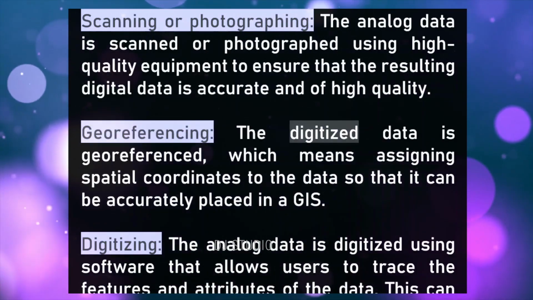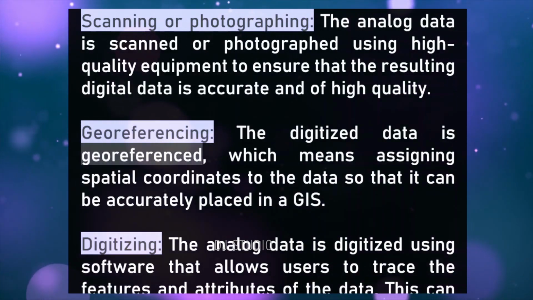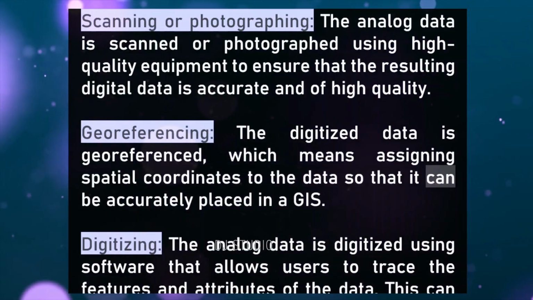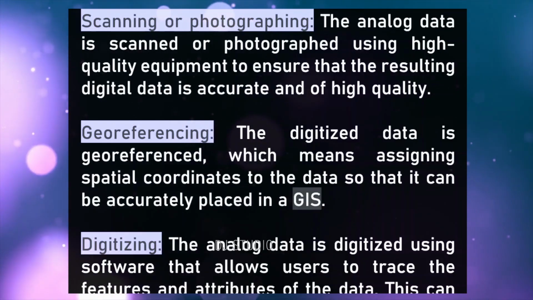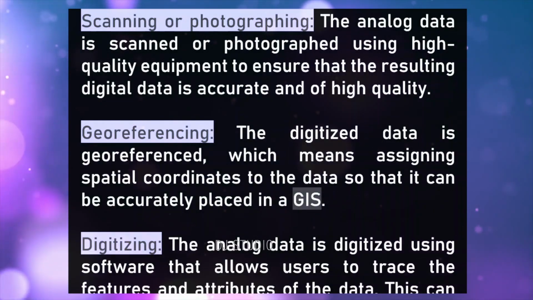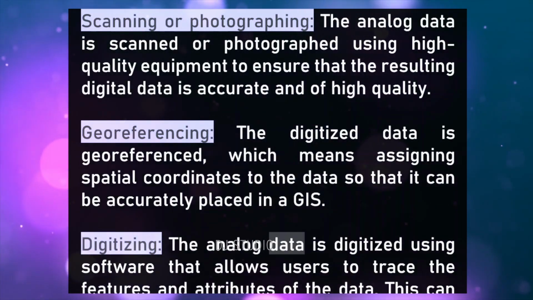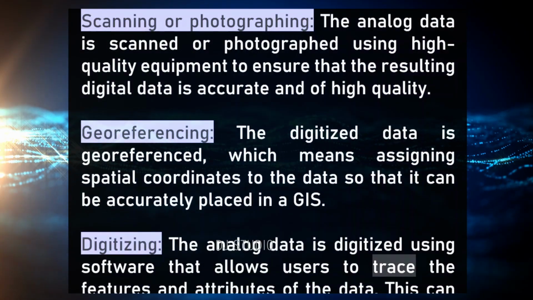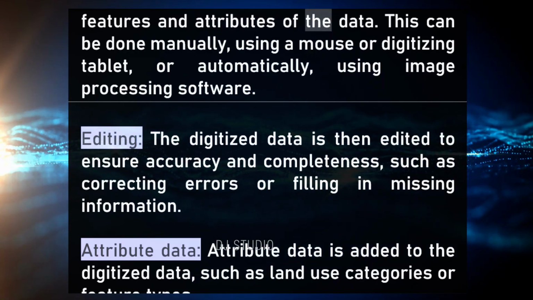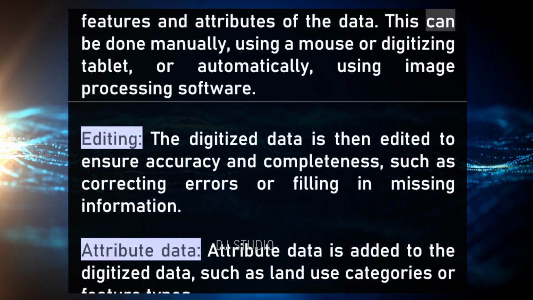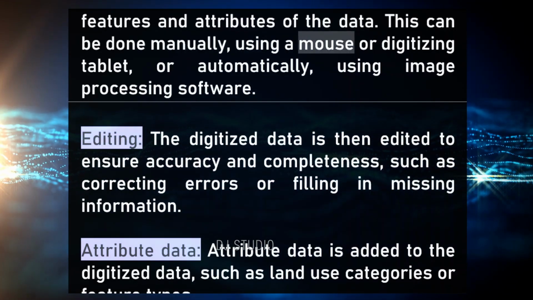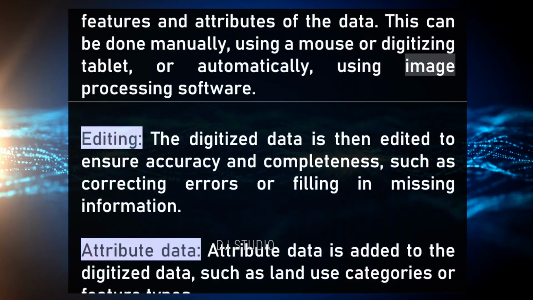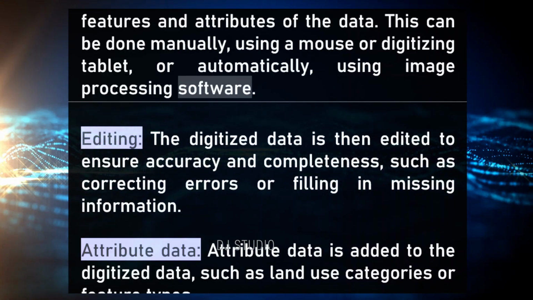Georeferencing. The digitized data is georeferenced, which means assigning spatial coordinates to the data so that it can be accurately placed in a GIS. Digitizing. The analog data is digitized using software that allows users to trace the features and attributes of the data. This can be done manually, using a mouse or digitizing tablet, or automatically, using image processing software.